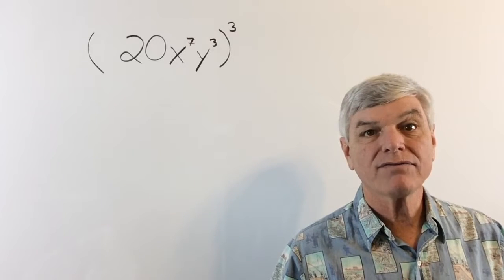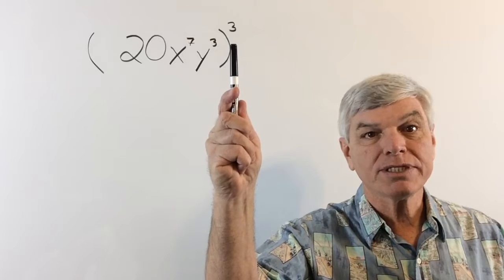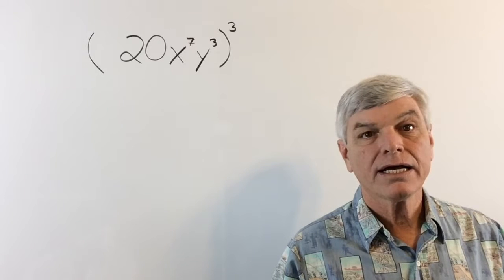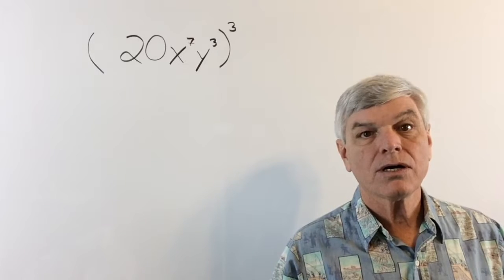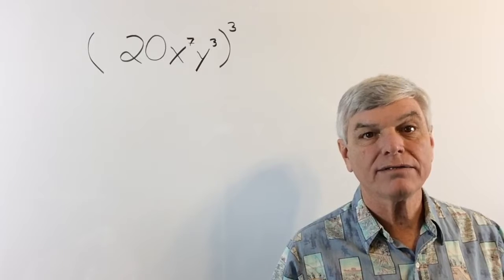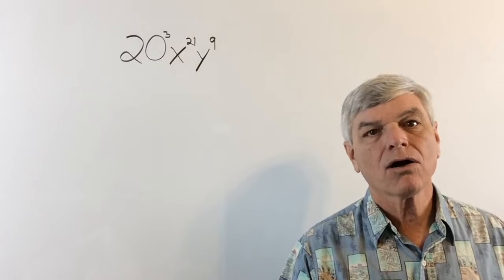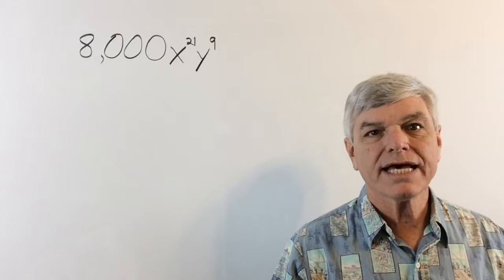But anyways, we have 20x7y3 cubed. So we're going to apply that 3 to all 3 exponents. To y3, that'll make that 9, and x7, that'll make that 21, and we'll put a 3 behind that 20. That's good, and of course we multiply out our coefficient. 20 times 20 times 20 is 8,000.